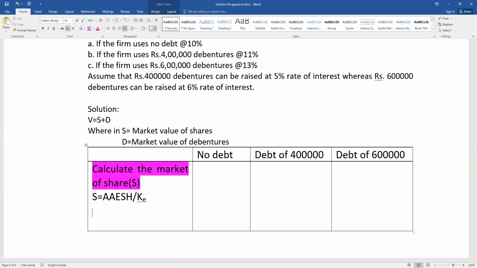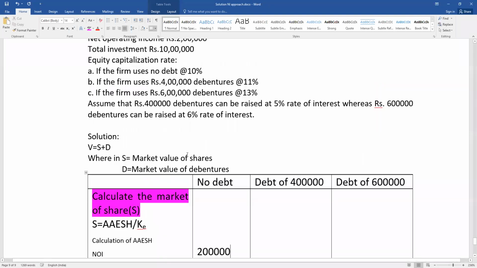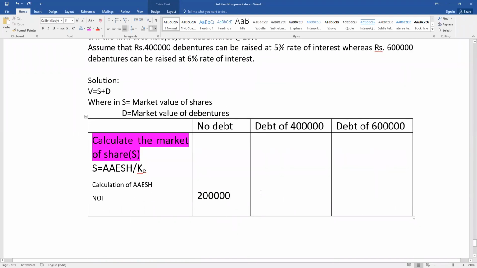So market value of share is equal to amount available to equity shareholders divided by KE. So what is your amount available to equity shareholders? That is the calculation of amount available to equity shareholders. So for which you have to take first what? The net operating income minus. So net operating income is said to be how much? So we need it in all the 3 cases. So NOI in all the cases remains the same. The EBIT remains the same, 2 lakh as given in the question. 2 lakhs is the net operating income.